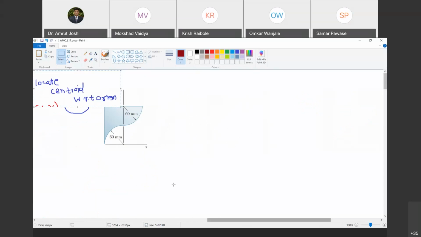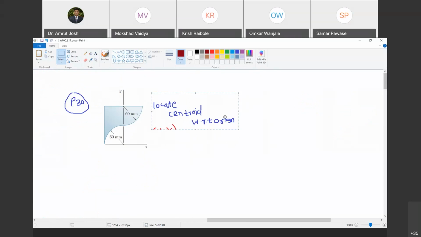I will paste this as it is. Locate the centroid with reference to origin. Are you with me? Yes, sir. So where is the origin, Moksha? Tell me. Sir, at the bottom, intersection of x and y. This is the origin, and you need to locate the centroid with reference to this origin.